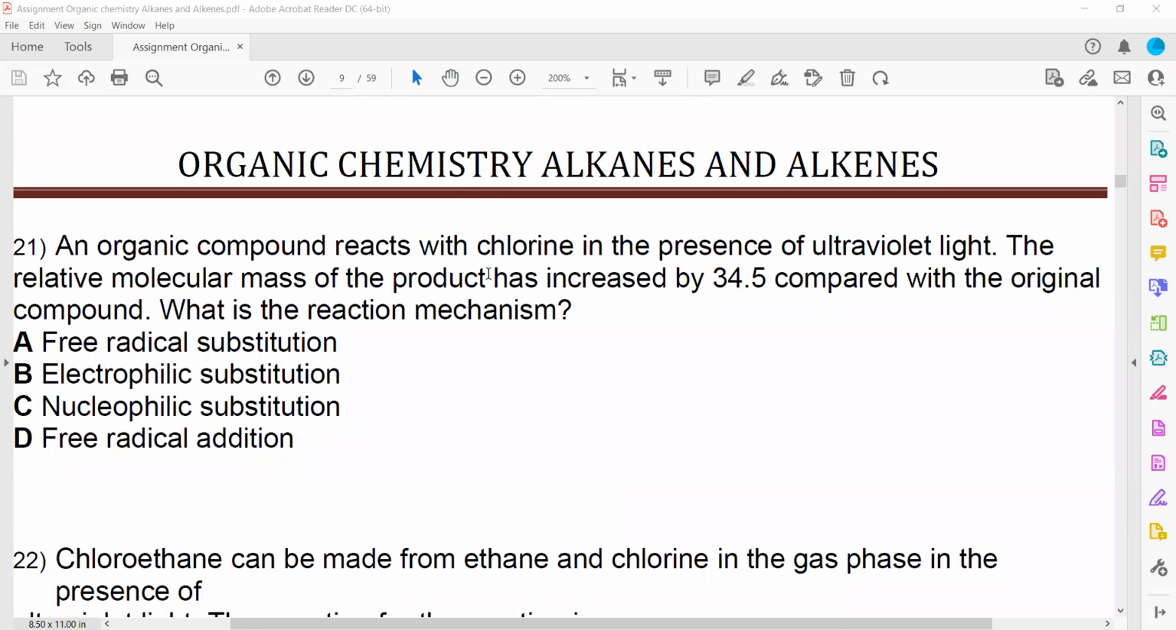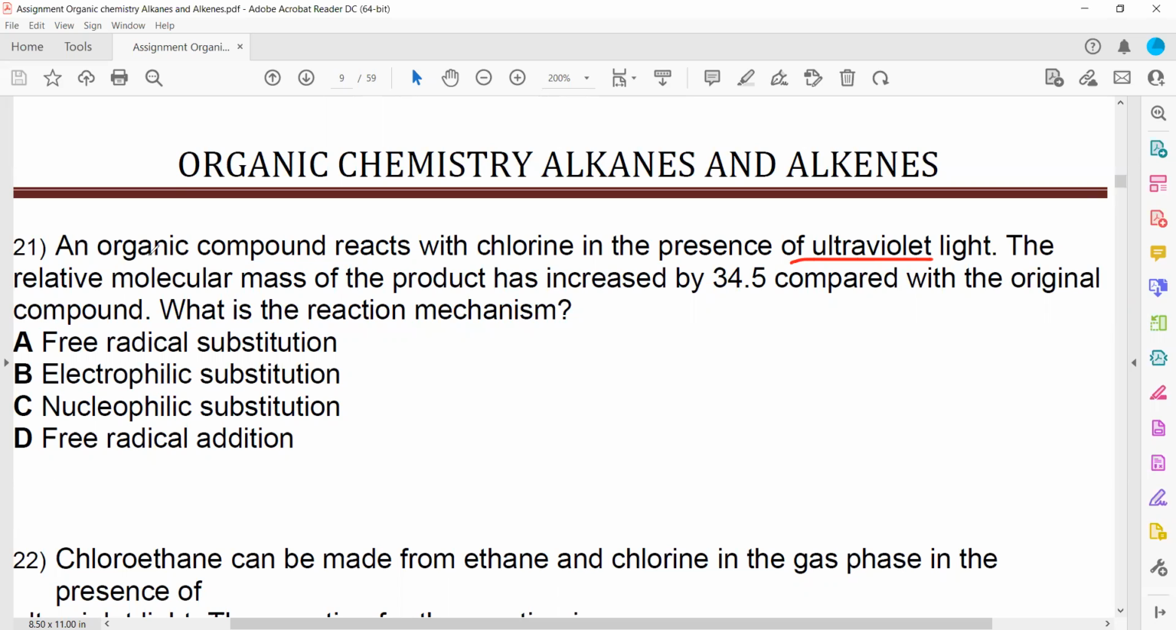An organic compound reacts with chlorine in the presence of UV. So in the presence of UV, which alkane undergoes a substitution reaction? What kind of substitution is there? They are reactions of alkanes. It undergoes free radical substitution reaction.